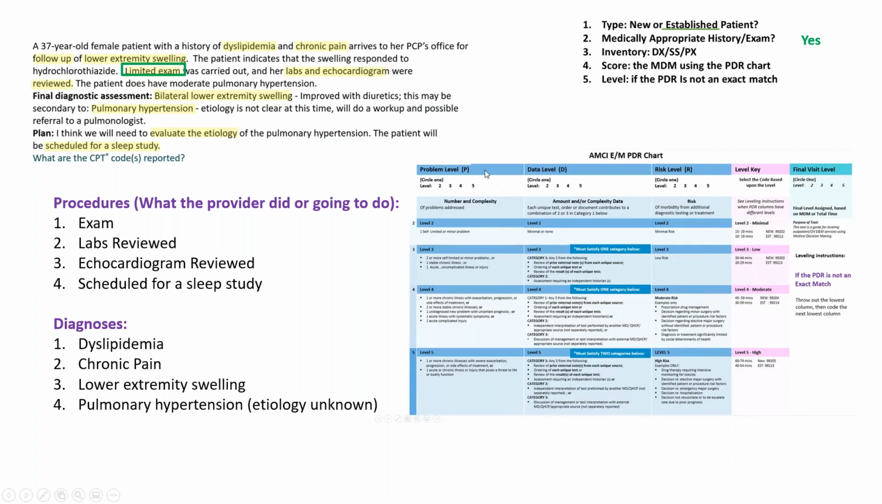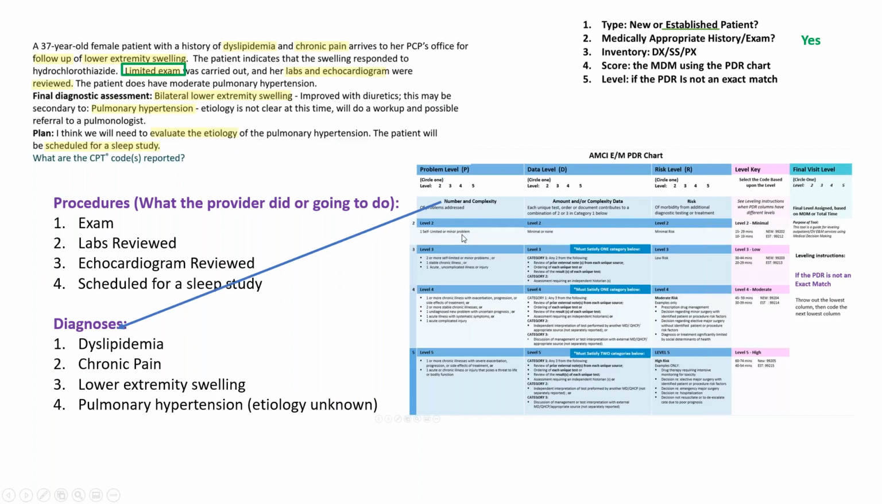And the first place we go are the problems. What are the problems? Problems are diagnoses. Think about it. Your problem is your diagnosis. So the number of and complexity of problems addressed. Where are we going to get this information? All of our information is pretty much documented here on the left. If you said from the diagnoses list, absolutely. So we've got 4 items here: dyslipidemia, chronic pain, lower extremity swelling, and pulmonary hypertension.